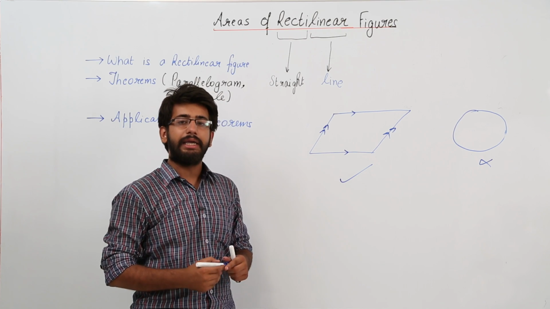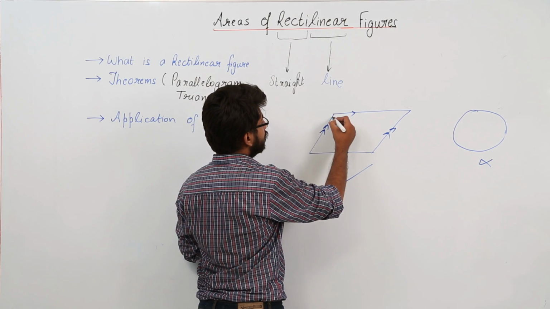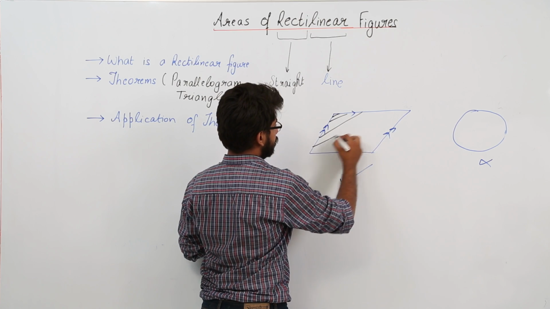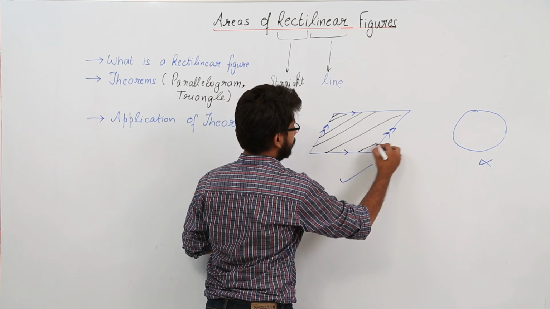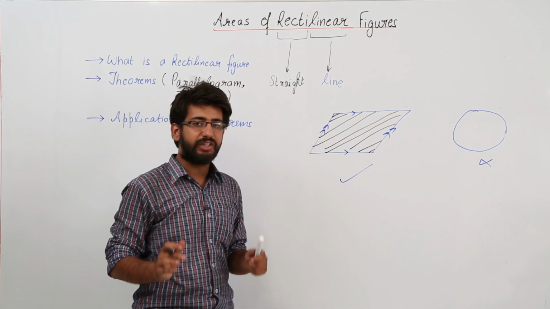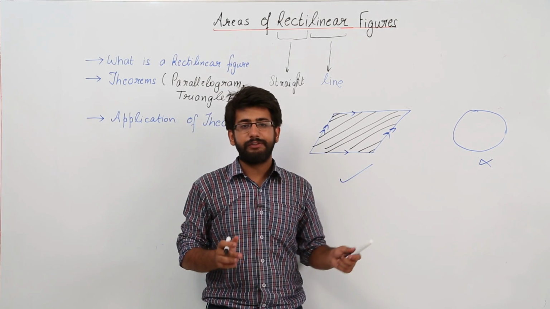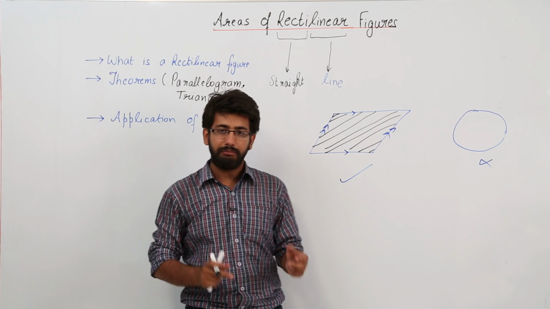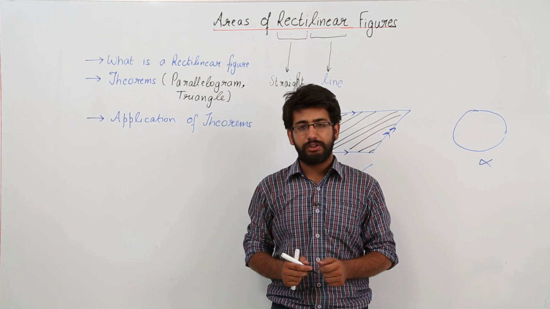And what will be the area? Area will be the total amount of space which is enclosed within the boundary of the parallelogram. So in this chapter we'll study these figures. Mainly we'll study parallelogram and triangle and the theorems based on their area.